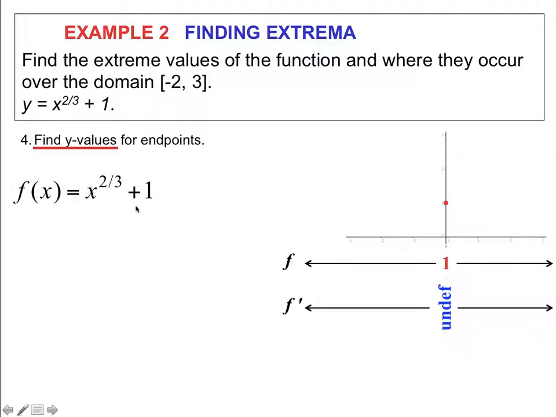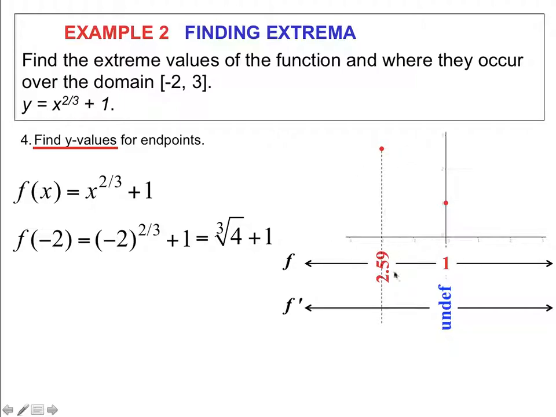So we're going to plug in -2. When we plug in -2, we have (-2) to the 2/3 plus 1. So this is a calculator. Enter -2, use your caret key, put the 2/3 power up there, then add 1. When you do that, that gives you a value of the cube root of 4 plus 1. So we know that it's 1 plus a little bit. So at -2, we're up here, and it's about 2.6, 2.59.